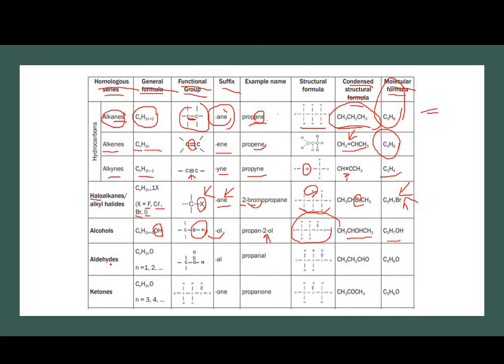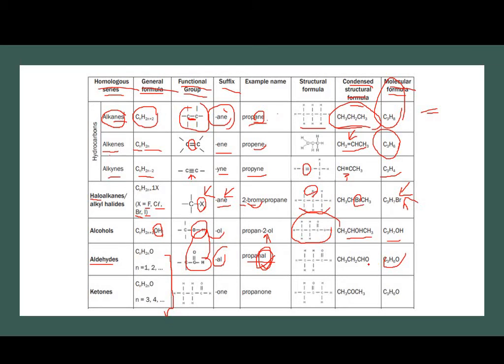Then we are going to move to aldehydes. Aldehydes have a suffix AL, and this is their functional group. So it's a carbon attached to the double bond oxygen and also a hydrogen, right? We will look at the differences between the general formula of an aldehyde and a ketone, so that you guys cannot confuse the two. So here we have our propanal. This AL indicates that it is an aldehyde, right? And then this is a condensed structural formula, and then the molecular formula.